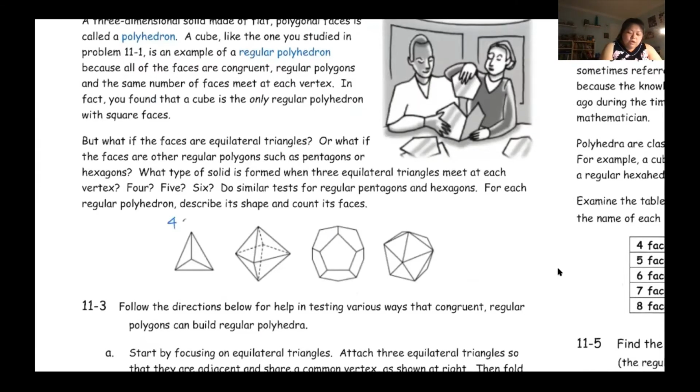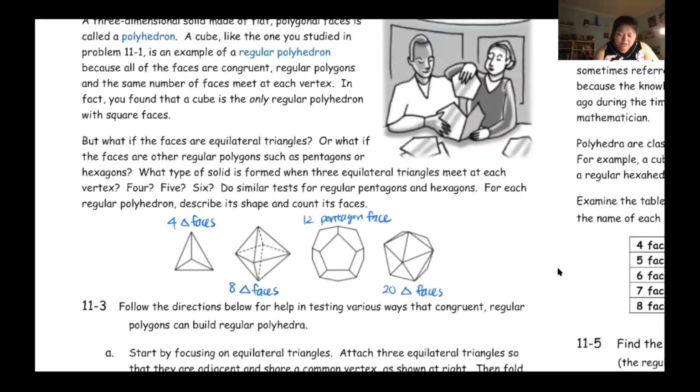This one has 4 triangle faces. This picture next door actually has 4 on top and 4 on the bottom. It has 8 triangle faces. This next one is weird. It actually has pentagons. So it has 12 pentagon faces. And then this one actually has 20 triangle faces all together. It's very cool.